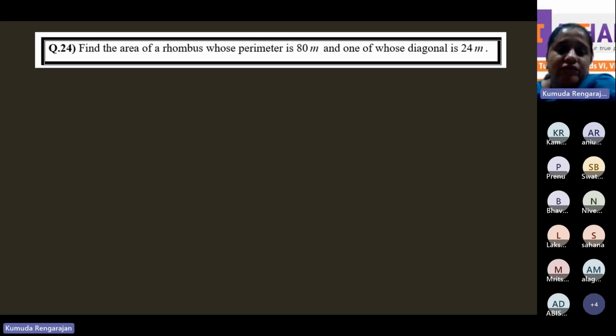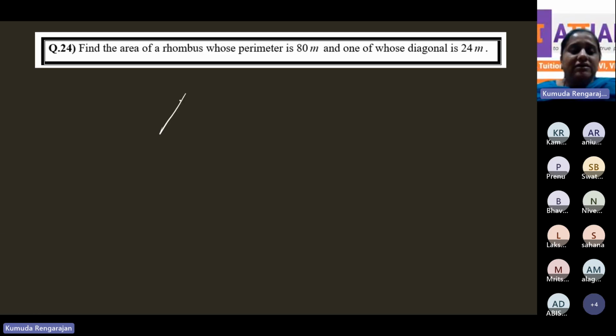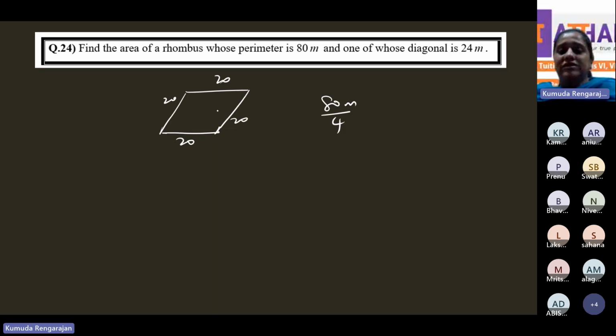So here again, we have to find the area of a rhombus whose perimeter is 80 meters. So if the perimeter is 80 meters, each side will be 80 by 4, 20 meters. And one of the diagonals is 24. You can connect this one or the other one, 24. You should find the area of the rhombus.